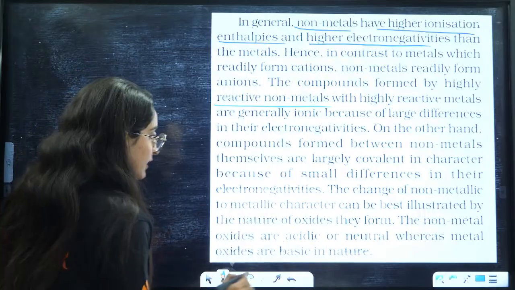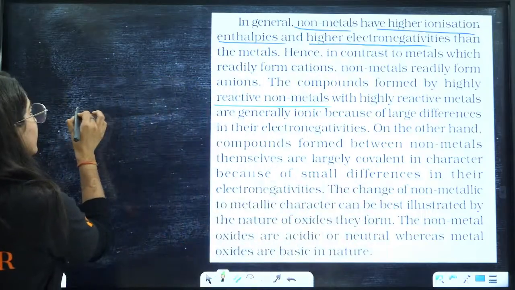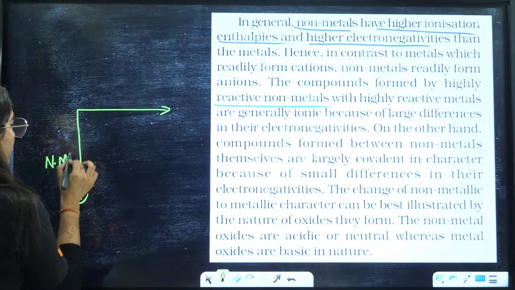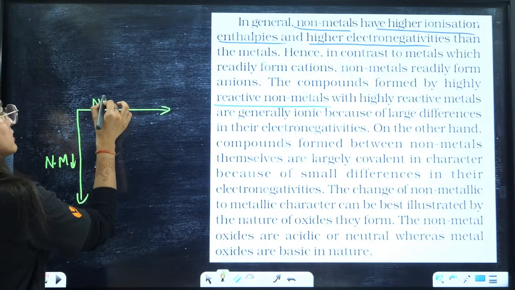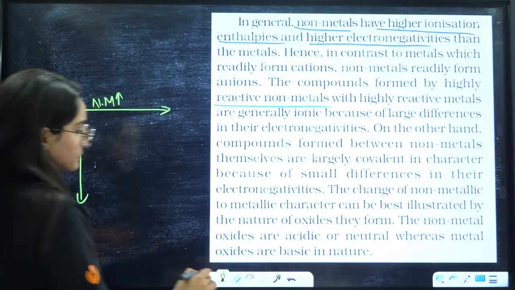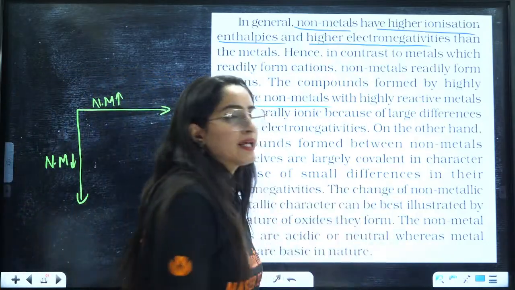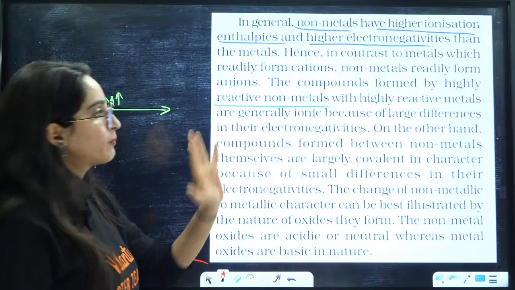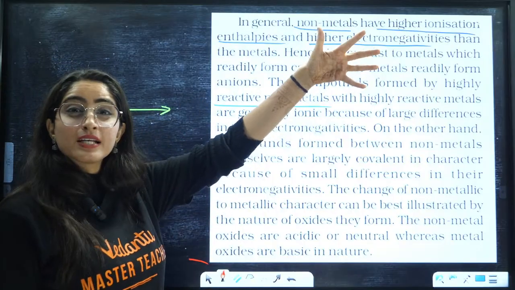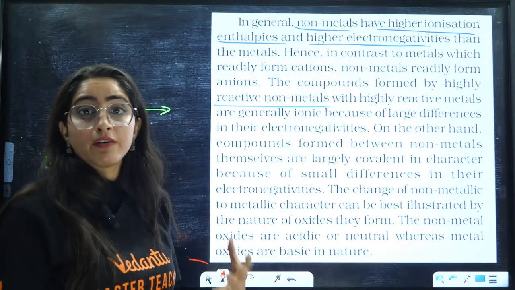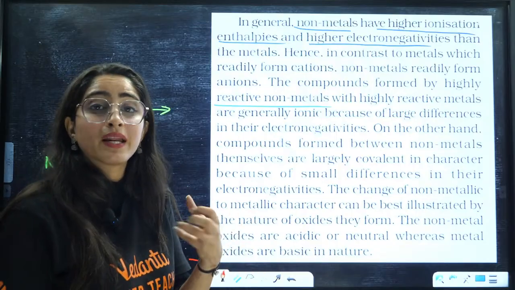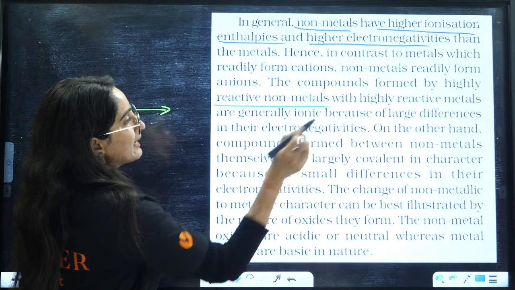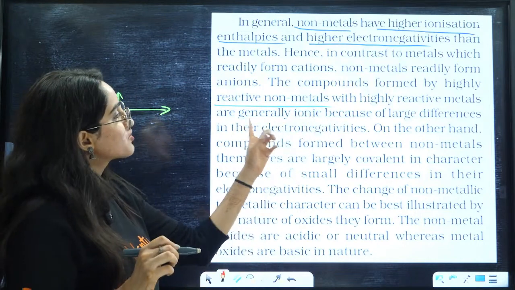Non-metallic character will decrease down the group and it will increase along the period. So fluorine is very electronegative, it is very non-metallic in nature. So compounds of highly reactive non-metals with highly reactive metals are generally ionic.